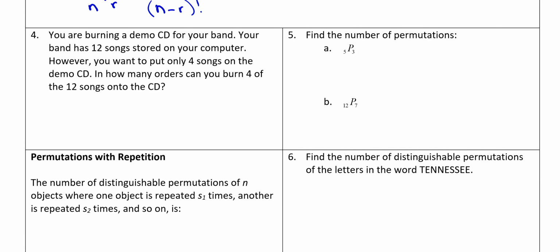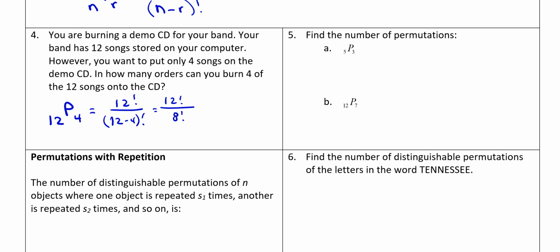It says you're burning a demo CD for your band. Your band has 12 songs stored on your computer, however you want to put only 4 songs on the demo CD. How many orders can you burn 4 of the 12 songs onto the CD? So let's use our new notation. We're taking 12 songs, so permutations of 12 songs, taken 4 at a time. So we would have 12 factorial over 12 minus 4 factorial. 12 minus 4 is going to be 8 factorial.